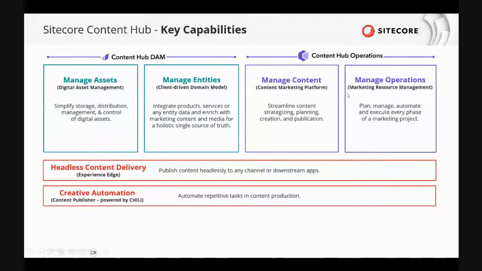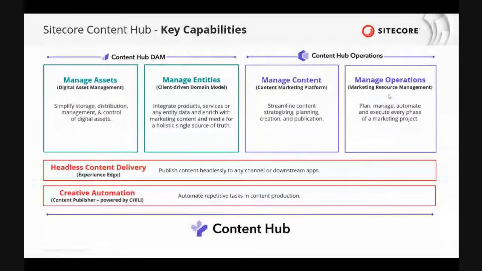And the operations layer, the marketing resource management layer, allows you to plan, manage, automate, and execute every phase of a marketing project. This allows for more sophisticated and advanced workflow management of content as well as assets as well as any entity. Right? There are workflow capabilities in all of these modules. Basic workflow capabilities are there. The more advanced operations capabilities are done through our marketing resource management module. And the whole bulk of capabilities is what we call Content Hub.